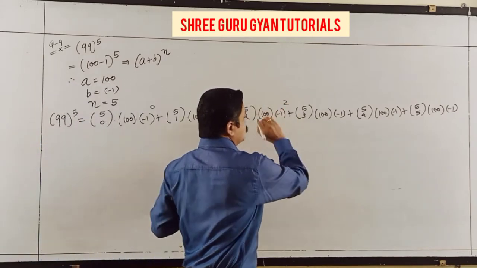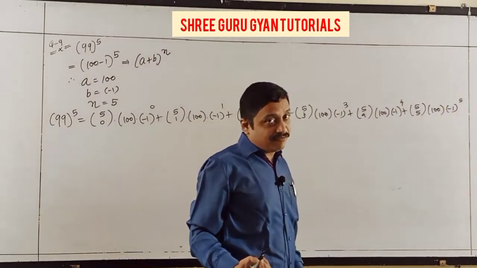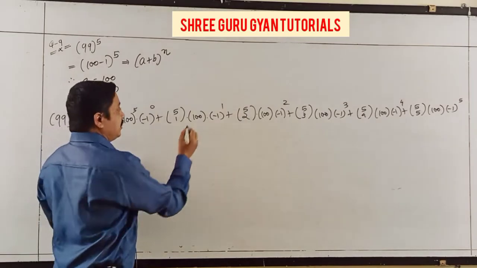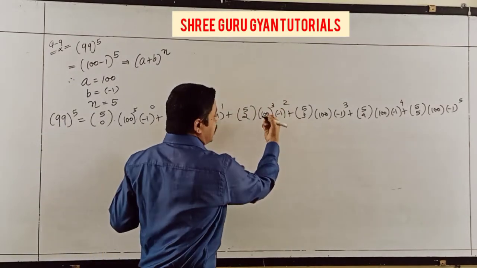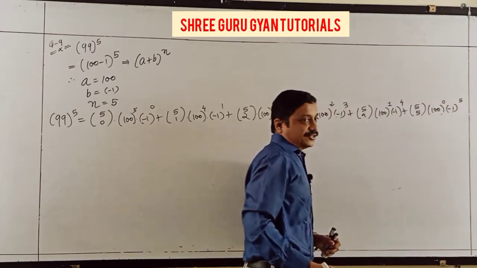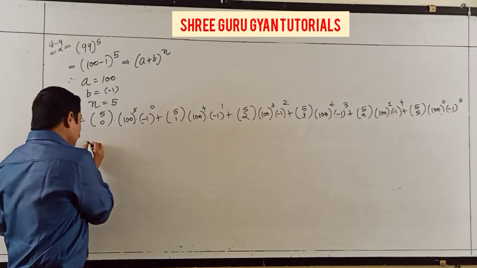1, 2, 3, 4, and here, definitely 5. And on this side, subtraction: 5 minus 0 is 5. Here 4, 3, 2, 1, and 0. Now, I calculate very easily.